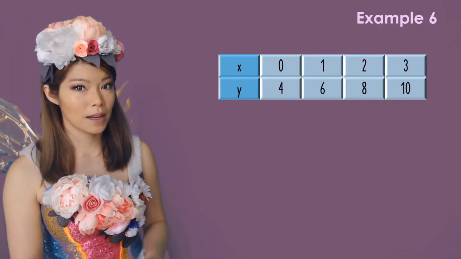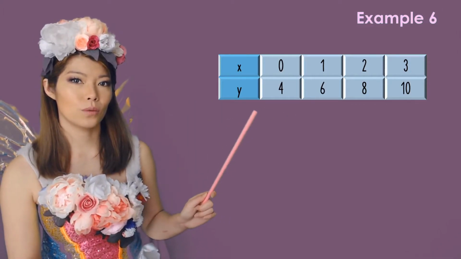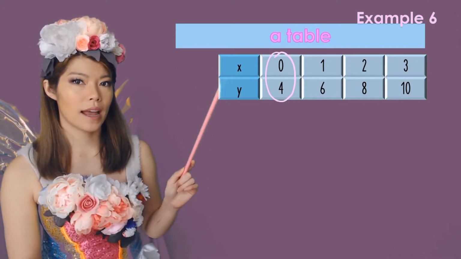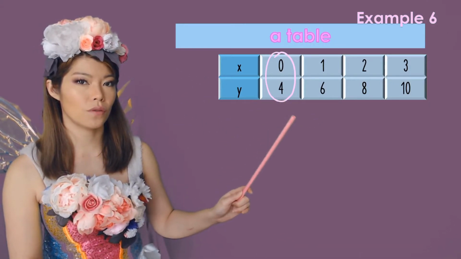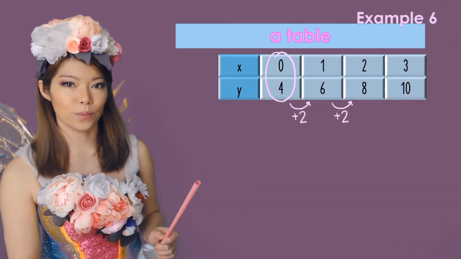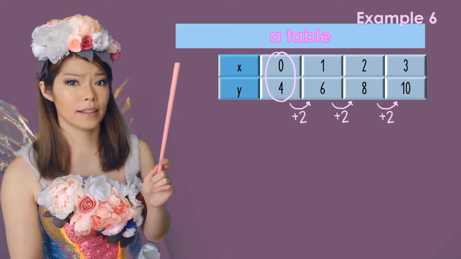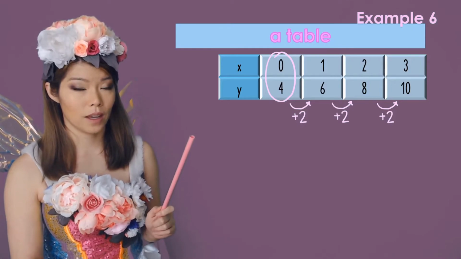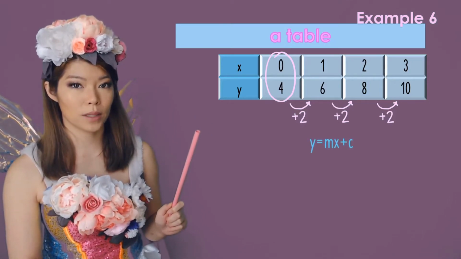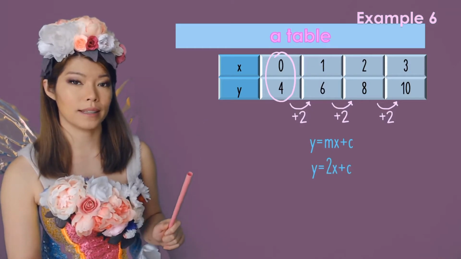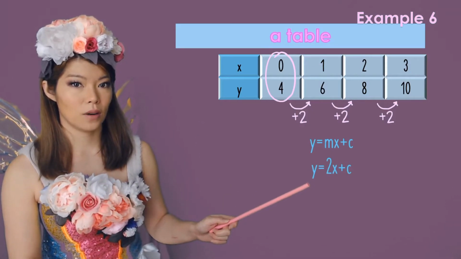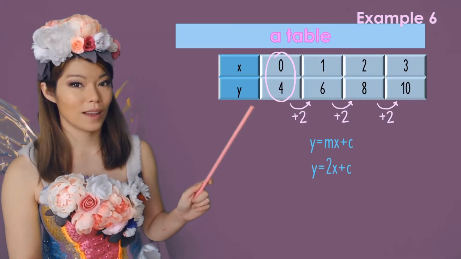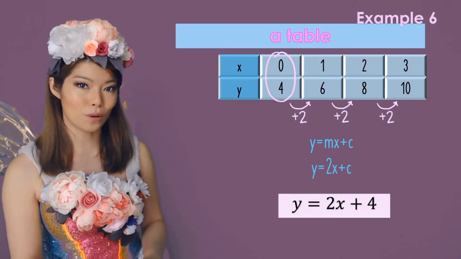What happens if we're given a table? Now looking at these numbers, we notice there's a 0 there, so we'll circle it for later. And we see that x is going up by 1 as y is going up by, so look, 4, 6, 8, 10, by 2. So we know that x has to be multiplied by 2 to get our y, or in other words, our gradient is 2. So we can plug that into the equation y equals mx plus c as y equals 2x plus c, because we know the gradient. And looking for c, looking for the y-intercept, we know that it's right there. So our equation is y equals 2x plus 4.